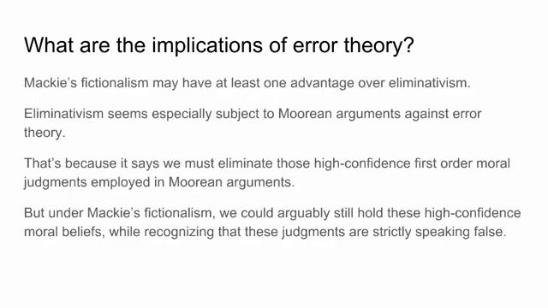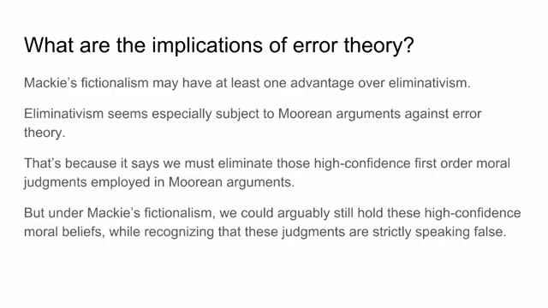And I just want to wrap up by thinking about how Mackie might respond to this. I think that Mackie's fictionalism has one advantage over eliminativism, which is the other way for error theorists to go. And that's that eliminativism particularly seems to be subject to these Moorean, these moral arguments against error theory. That's because eliminativism says that we have to actually stop making all these high confidence moral judgments that we have. We need to stop saying that torturing babies for fun is wrong and that we know that that is true.